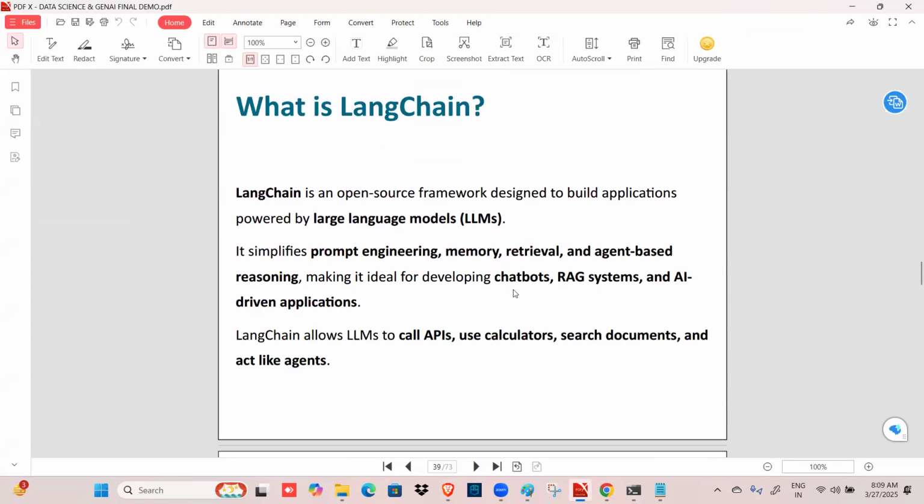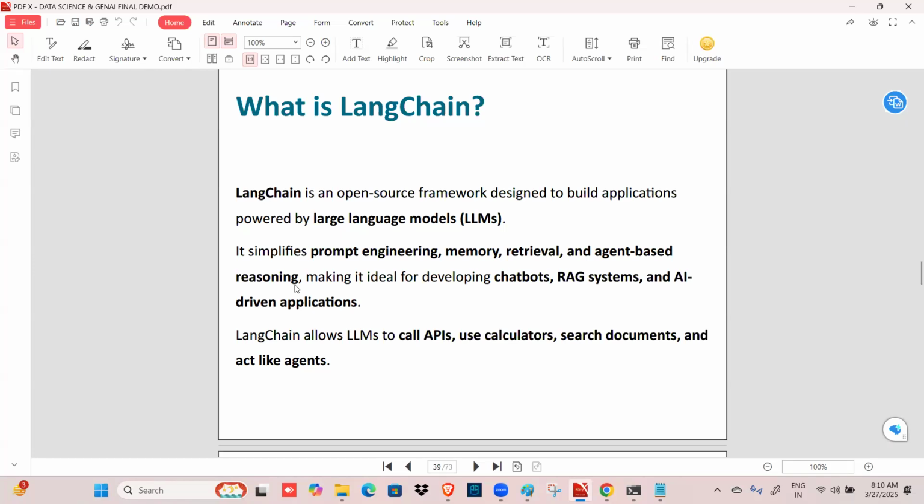And the next concept is what is LangChain. So LangChain is an open source framework. It is a framework designed to build applications powered by large language models. So inside the large language model, we are going to use this framework to design the applications. It simplifies prompt engineering, memory, retrieval, and agent-based reasoning.